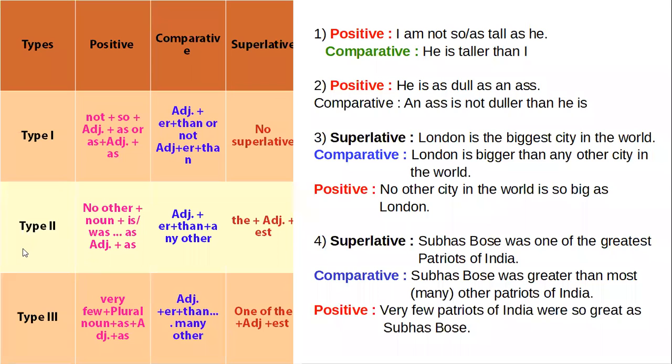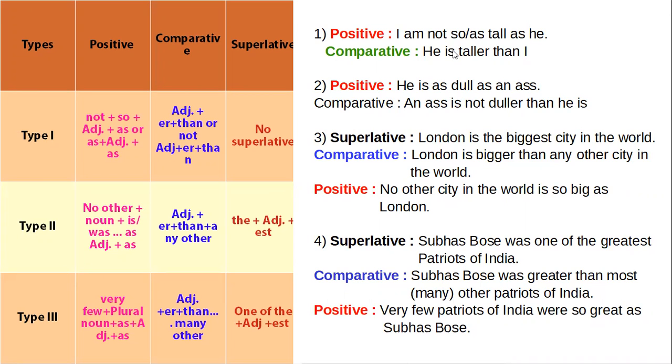That is type 1, type 2 and type 3. Here we can see the example. In the positive sentence, I am not so tall as he. You may ask how it is a positive degree. The key words here are not so plus adjective plus as. Here tall is an adjective, so the given sentence is in the positive degree.